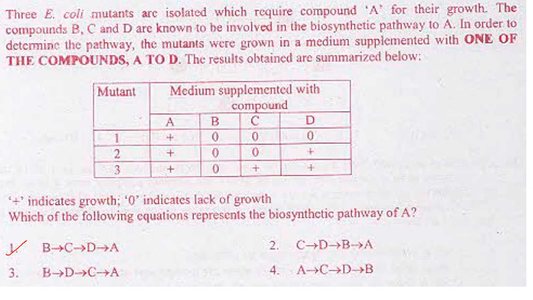Now if you see the table, the one with all pluses is the required compound that has to be obtained from the pathway of B, C and D. So A is the required compound, so A has to come at the end. So option 4 can be deleted because A is coming in the beginning, whereas for options 1, 2 and 3, A is coming at the end. So out of that, which one is the pathway for the production of A?